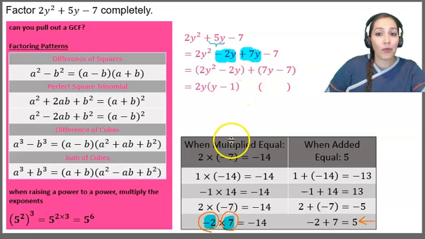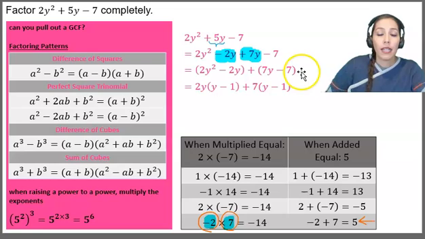2y times negative 1. On this other one over here, what is the greatest common factor that I can pull out of 7y and negative 7? Out of both of those, I could pull out a positive 7. 7 times y would give me 7y. 7 times negative 1 would give me negative 7. Now, the point of doing this grouping is so that we can find a greatest common binomial factor between both of these. Notice how they both have a y minus 1? That's what we're looking for.